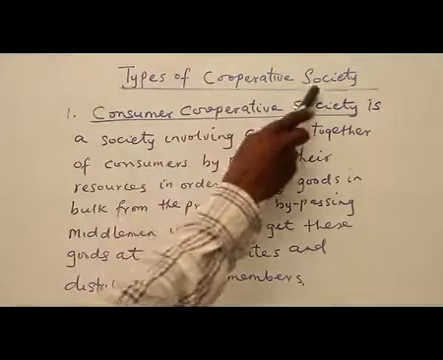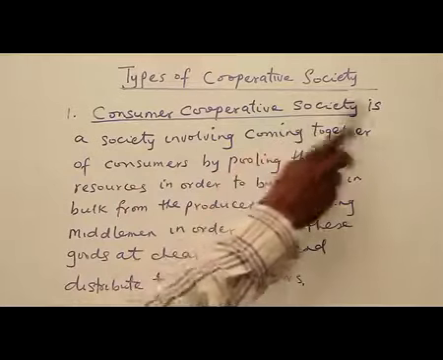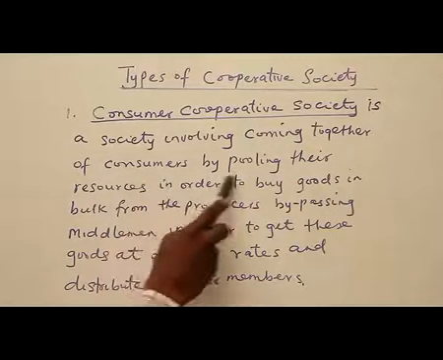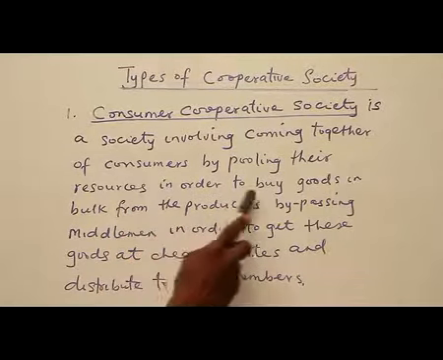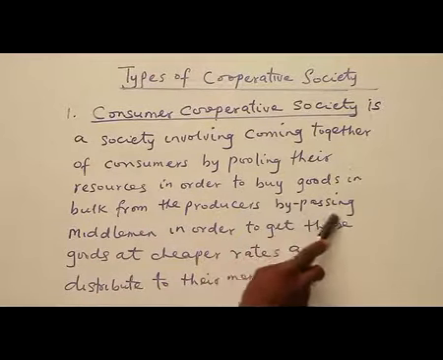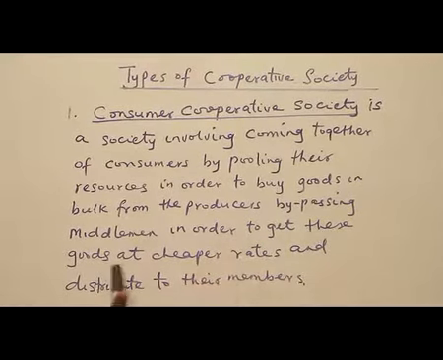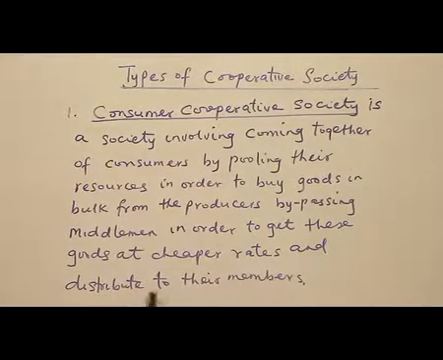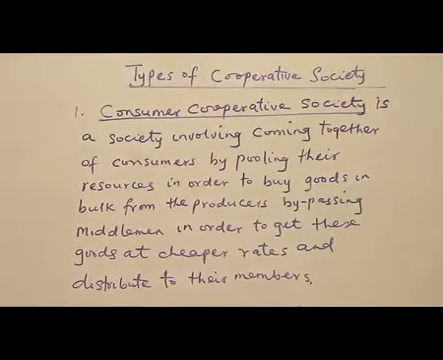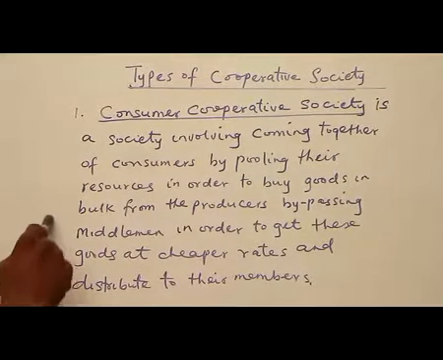Types of cooperative society. Number 1, consumer cooperative society is a society involving coming together of consumers by pooling their resources in order to buy goods in bulk from the producers, bypassing middlemen in order to get these goods at cheaper rates and distribute these to their members. That is, it involves consumers coming together to pool resources.